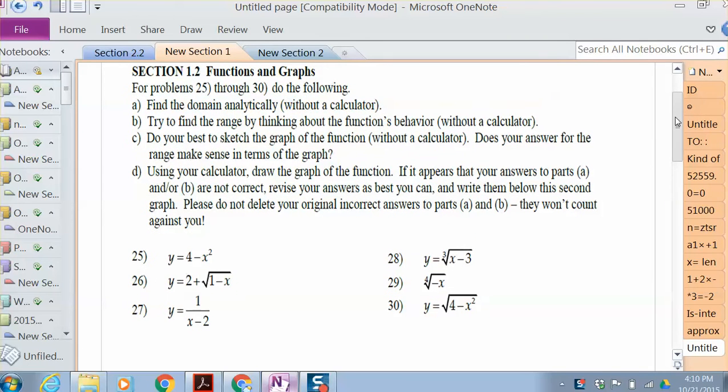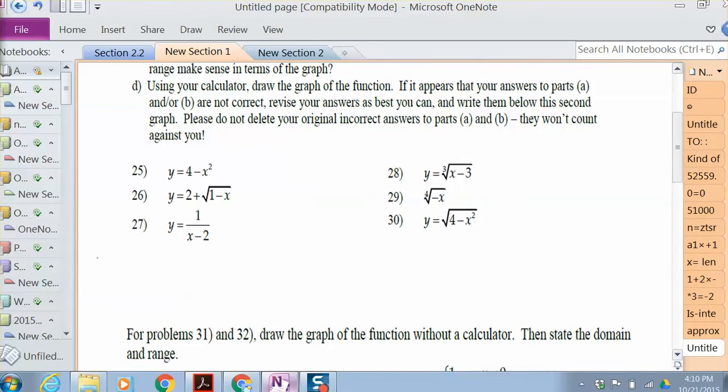So for number 25 to 30, you're asked to find the domain analytically without a calculator. Try to find the range by thinking about the function's behavior, again without a calculator, and do your best sketch without a calculator. And then of course, use the calculator to confirm for part D. Well, our quiz is going to be no calculator allowed, so no calculator. So let me show you how you can do these with confidence. So we'll start with number 25.